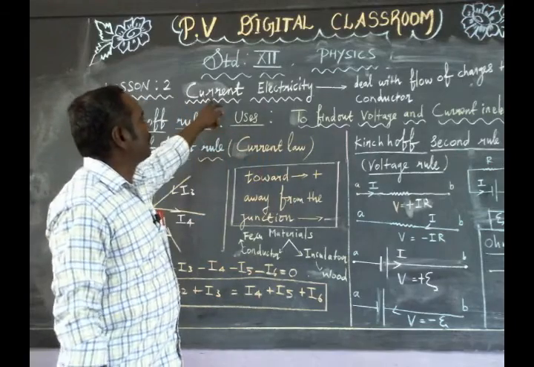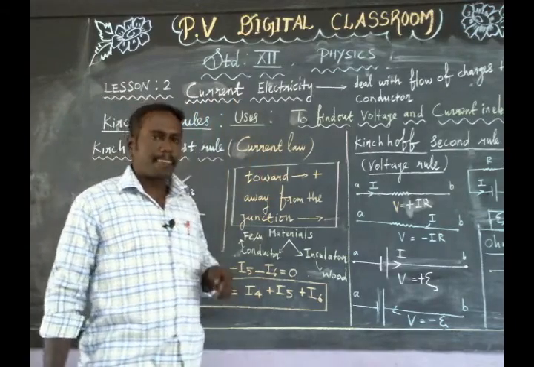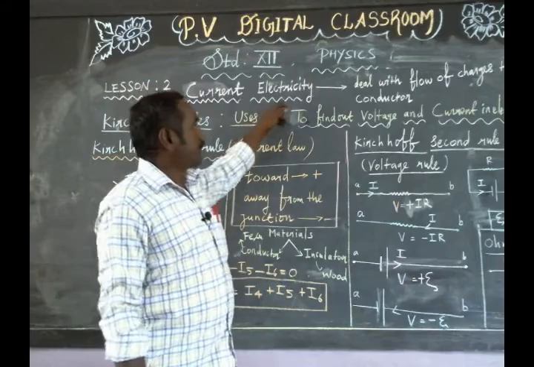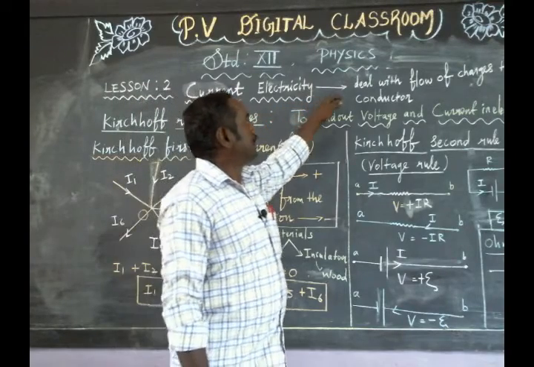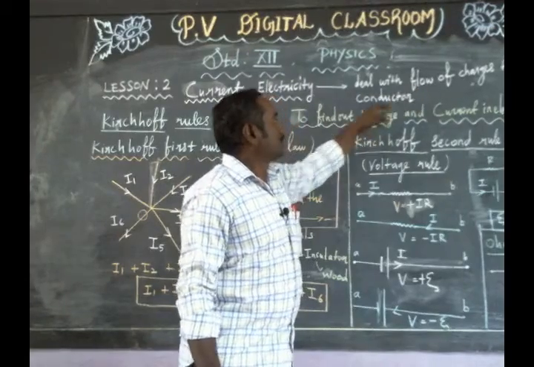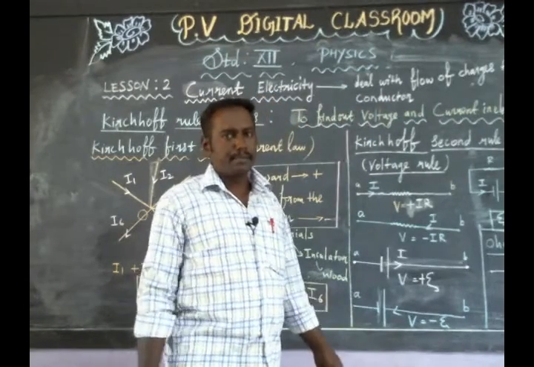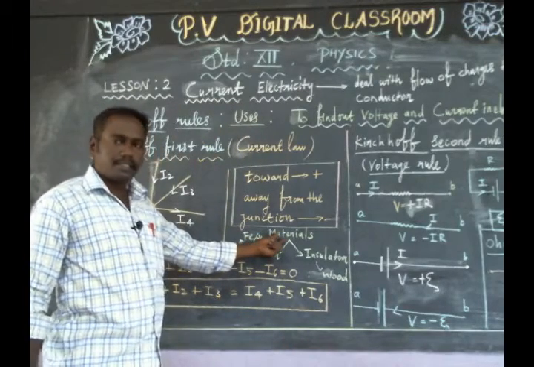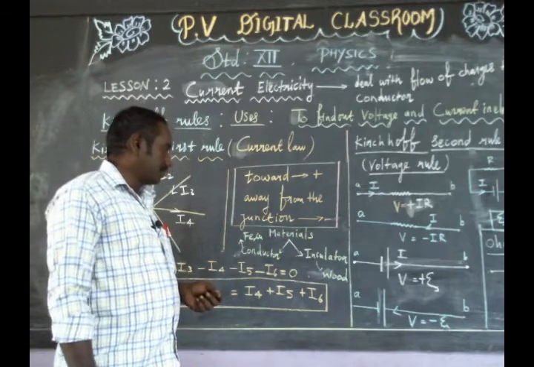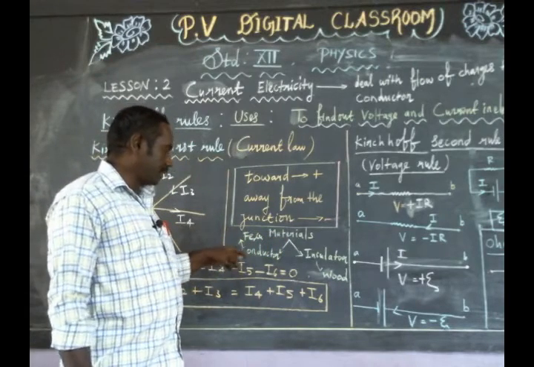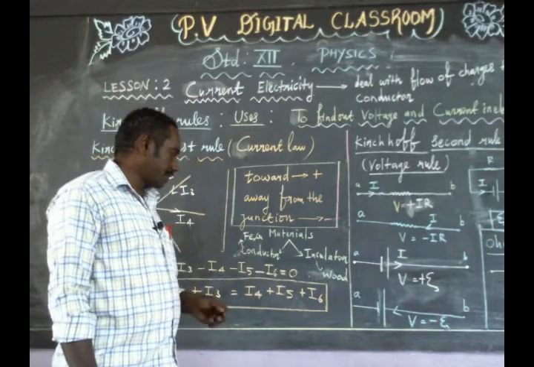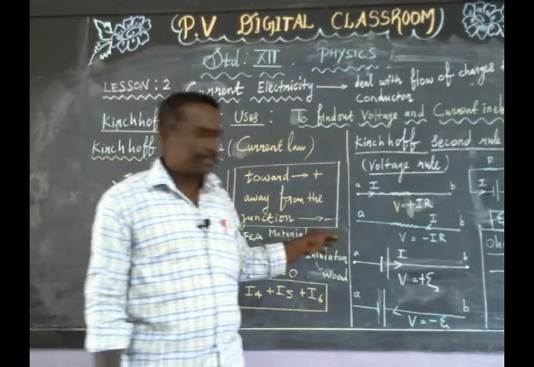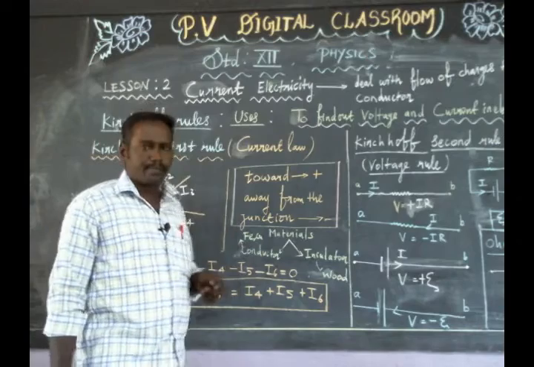First, current electricity. What is meant by current electricity? Current electricity means the branch of physics which deals with the flow of charges through a conductor. What is meant by a conductor? Already we know that materials are made up of particles and classified into two types, conductor and insulator. A conductor is a material which allows charges to pass through it.